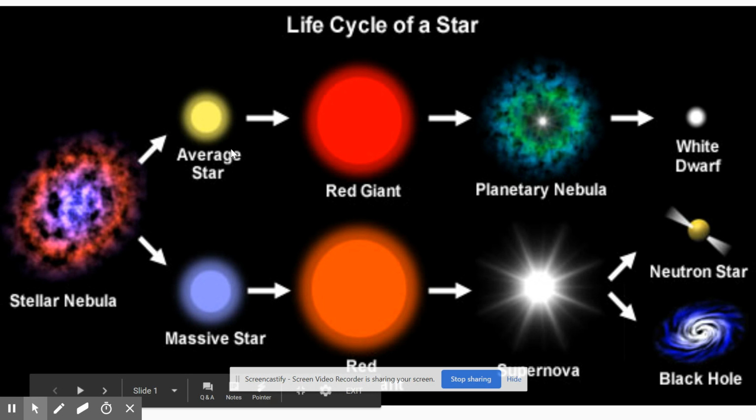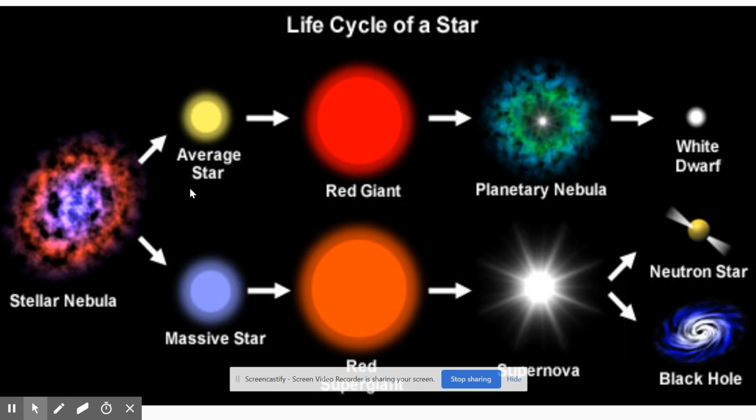So before the star becomes the red giant or the red supergiant, it has to go in a phase called main sequence. Main sequence is the phase that 90% of our stars are in, including our sun. So every star must become a main sequence star before it goes down the pathway that it's going to take.